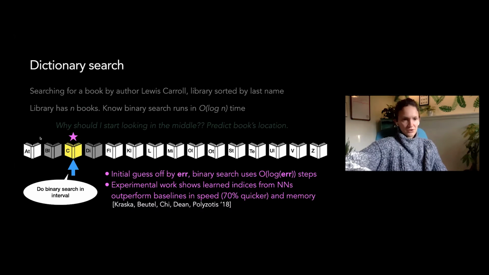So I had this initial guess of starting at this book with the last name B, and that was off from the book that I really wanted by some guess that I'm going to call error. And so this new binary search, you can show, uses order log error steps. Experimentally, you might ask, well, binary search is really easy. Would I really ever bother to learn the index that's right for me and then use that predicted learned index in order to jumpstart my binary search?